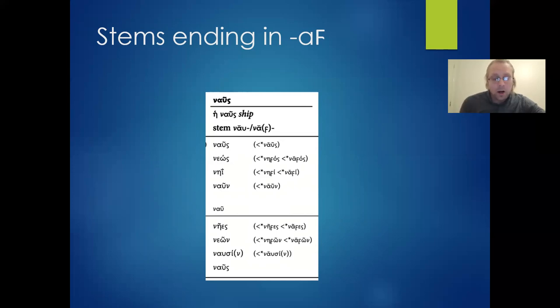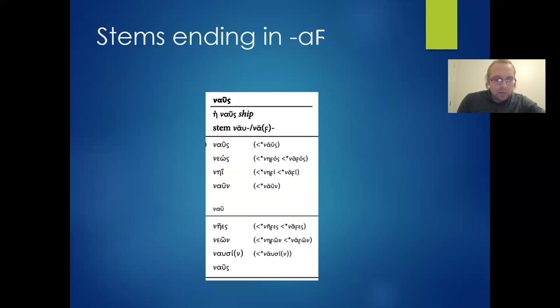The original long alpha is retained in Western Greek dialects, also in the classical age, however. But this is how this word is inflected in Attic Greek. So in the nominative singular, we have nous, in the genitive, neos, in the dative, nei, and in the accusative, nou. And then the vocative form is nou. And then in the plural, we have in the nominative, nes, in the genitive, neon, in the dative, nousin, and in the accusative, nous, and then the vocative is nes, as the nominative as well.